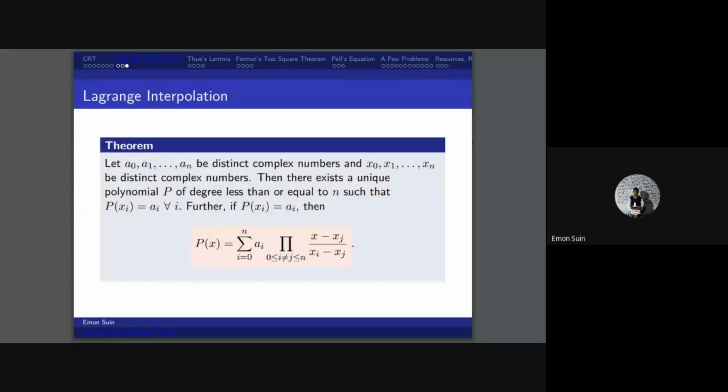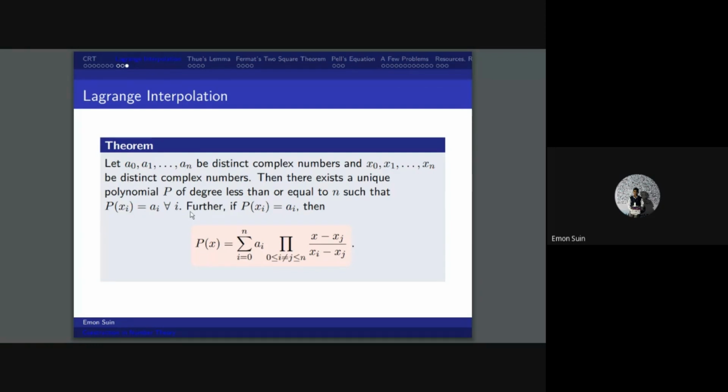So what it states is, if a0 till an are distinct complex numbers, and x0 to xn are another set of distinct complex numbers, then there exists a unique polynomial p of degree less than or equal to n, such that p of xi is equal to ai for all i from 0 to n. Further, if p of xi equals ai, then we have this further stuff. P of x equals the summation of ai, from i equals 0 to n, multiplied with the product of (x minus xj) upon (xi minus xj), where 0 is less than or equal to i, not equal to j, which is less than or equal to n.